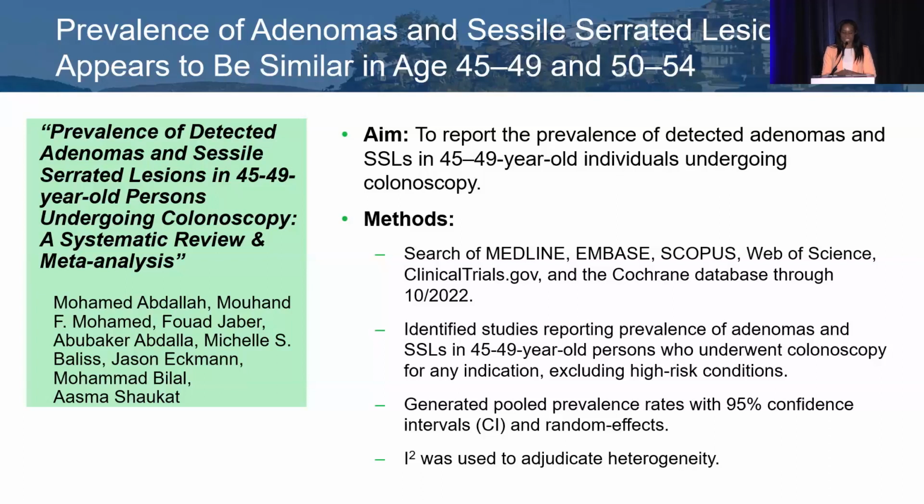They were able then to generate a pooled prevalence rate with 95% confidence intervals and random effects. And they also looked at the heterogeneity of the study. We do this when we're looking at a systematic or meta review because we want to see how similar the studies are to each other when we make the comparisons and combine the data.